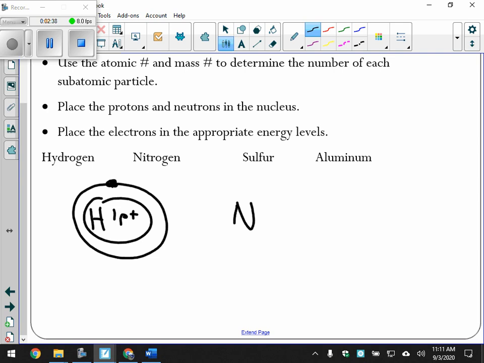Nitrogen. What's the atomic number of nitrogen? 7. Yeah, just yell it out today. 7. What's the weight? 14.01. Yes. So that's another what? 7 neutrons, yeah?